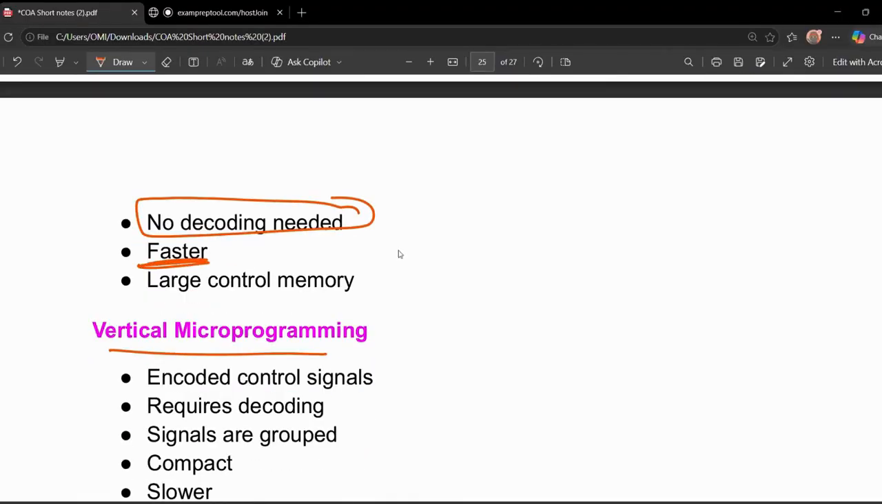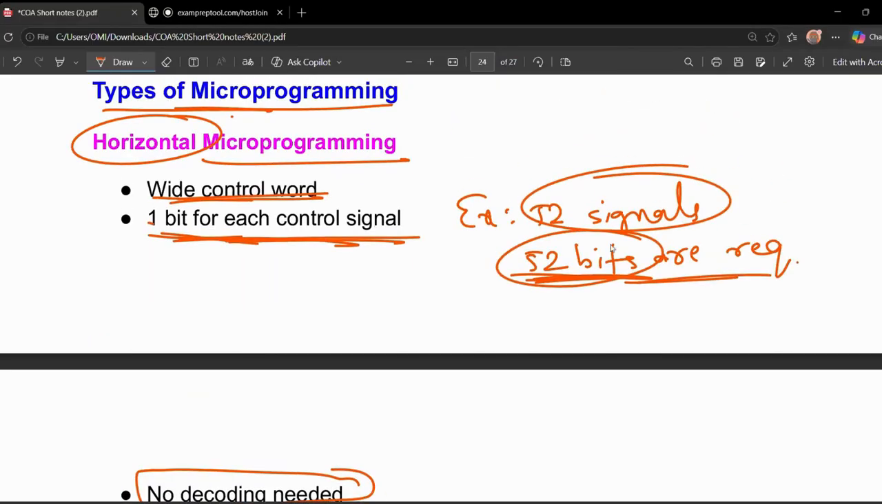But there is a trade-off. What is the trade-off? The trade-off is a larger control memory. Why? Because for each of the 52 signals, 52 bits are required. So it is a wide control word.